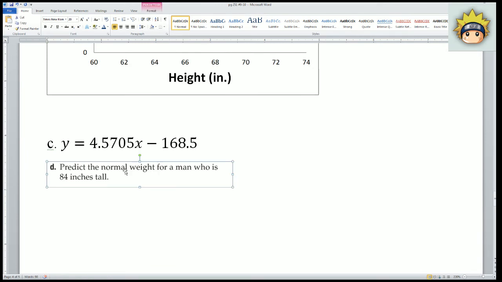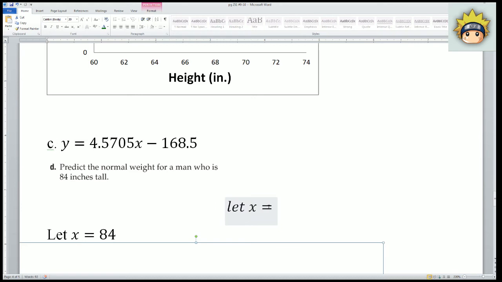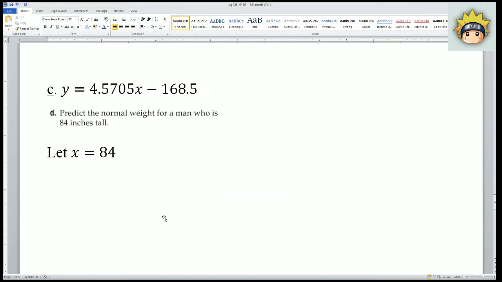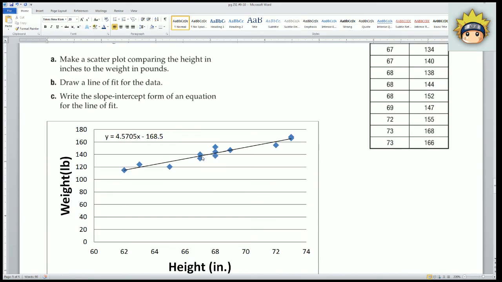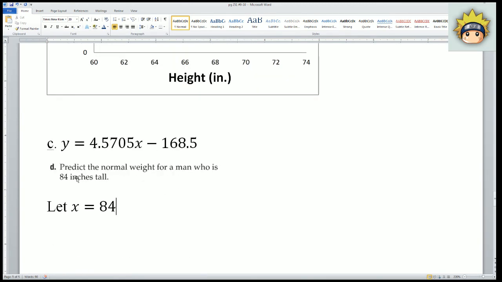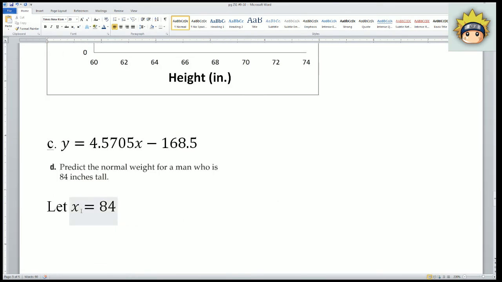So this means, let x equal 84. I wrote it right here. It says x equals 84. Why? Because it says height, right? Let the man be 84 inches tall. Tall refers to height. Do you see why I put x equals 84?